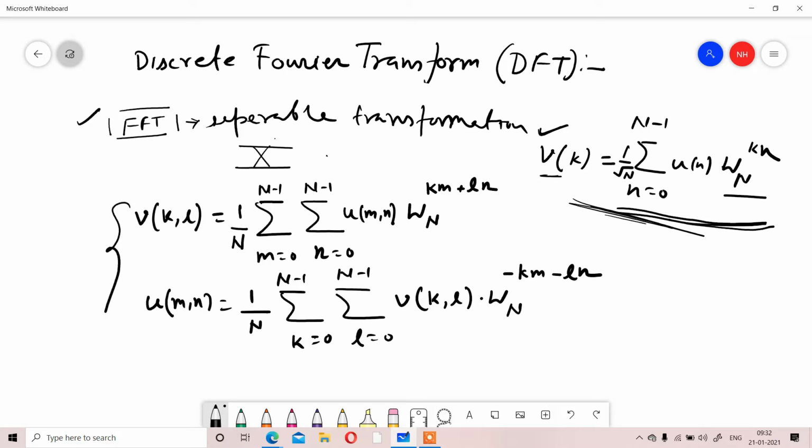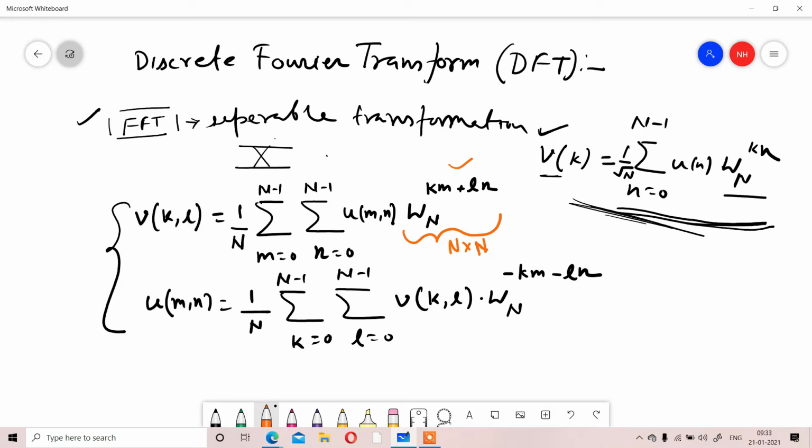So these are the two expressions to calculate the DFT of a sequence or of an image. Now the size of that matrix is what? The size of that matrix will be n cross n. That means n square computations will happen over that matrix.